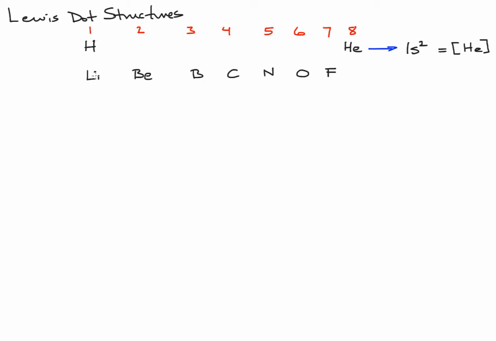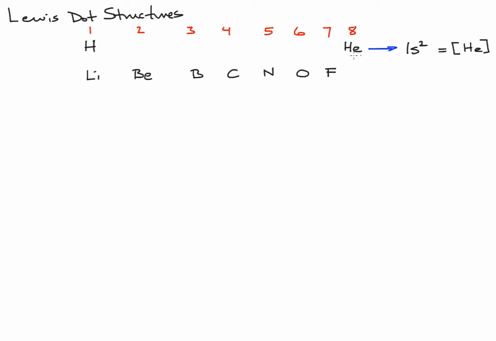So hydrogen and lithium are 1, beryllium is group 2, boron 3, carbon 4, nitrogen 5, oxygen 6, fluorine 7, helium 8. So these are the noble gases. So keep in mind that the periods are the horizontal rows in the periodic table. So we've assigned helium as having the electron configuration 1s2. Alternatively, that can be abbreviated as brackets helium.